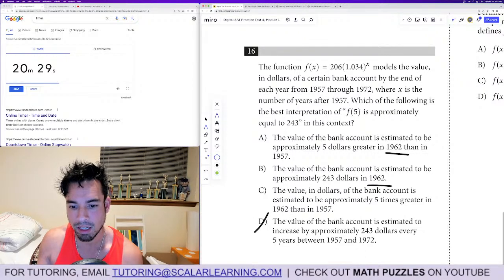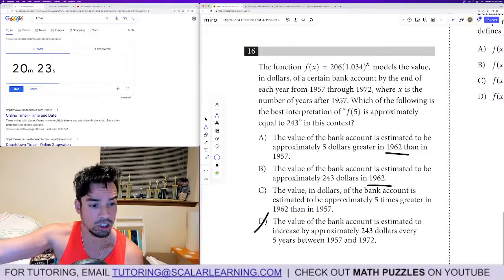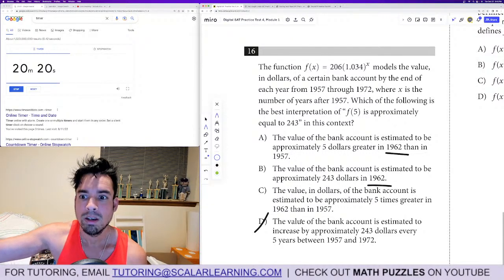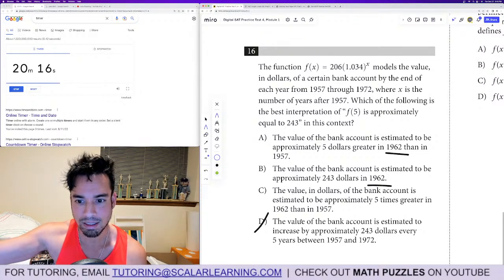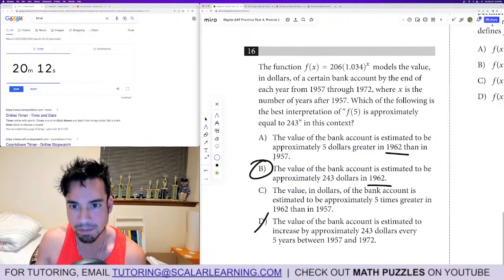This one doesn't have 1962, so that's out. And by the way, what is 243? If that's indeed when you plug in 5, you get 243, which I could double check, but I don't need to. That means that the bank balance in 1962 is approximately 243, which is B.